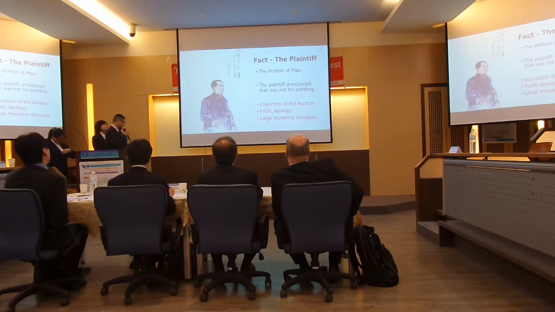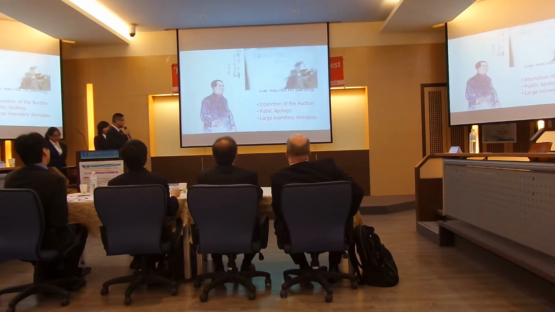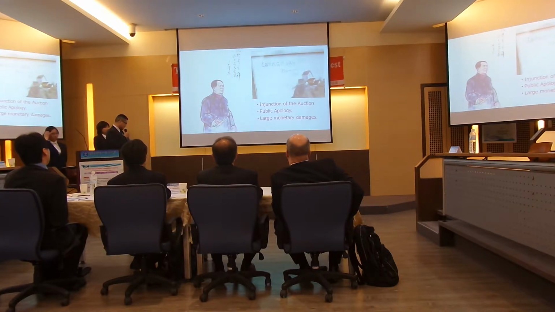Here is the controversial painting, the Portrait of a Monk. The plaintiff was told that a painting in the auction was marked with his name, Wu Guanzhong. Then the plaintiff announced that it wasn't his work and informed these two companies many times. However, he did not get any official answer. The plaintiff decided to sue the companies, seeking an injunction against the auction, public apology, and damages.